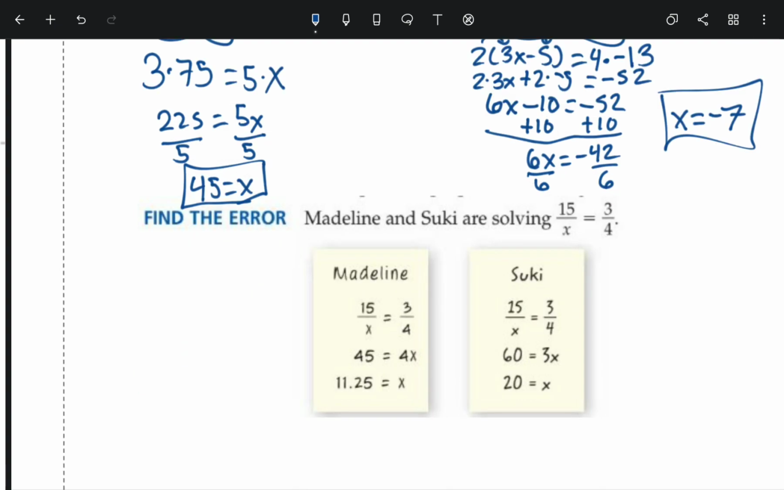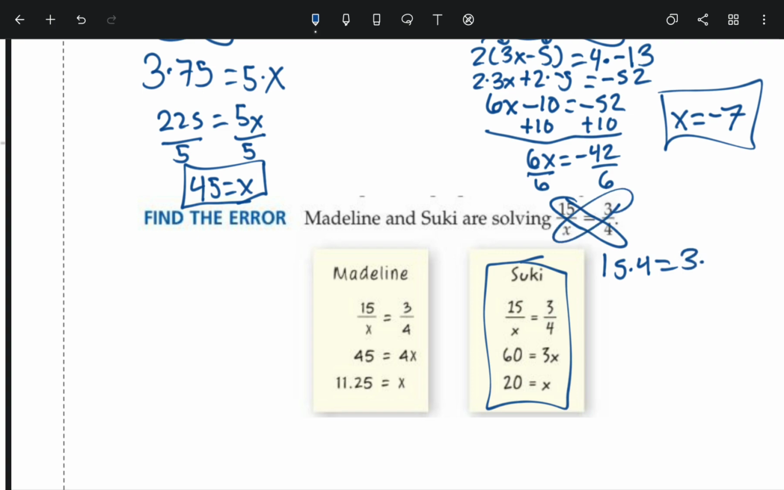Okay. Now for this bottom problem, we are trying to find the error. Madeline and Suki are solving the proportion 15 divided by x equals 3 divided by 4. Take a second to think which one you might think is correct. And if you said Suki, you would be correct. So remember, we are cross multiplying, so that gives us 15 times 4 equals 3 times x, which gives us 60 equals 3x. And as we see, that's what Suki is doing.